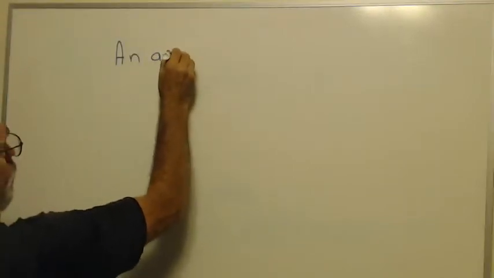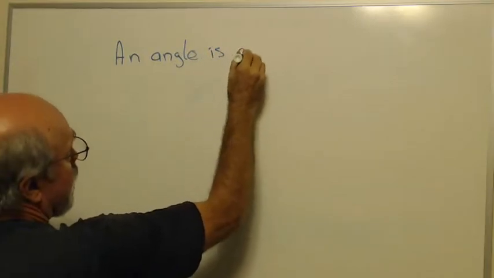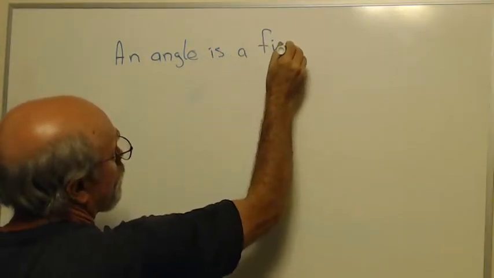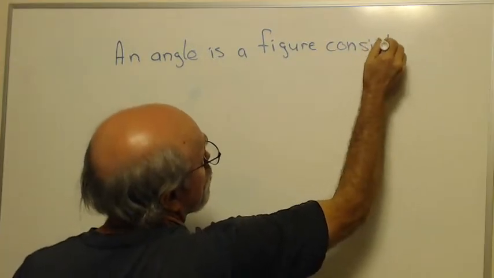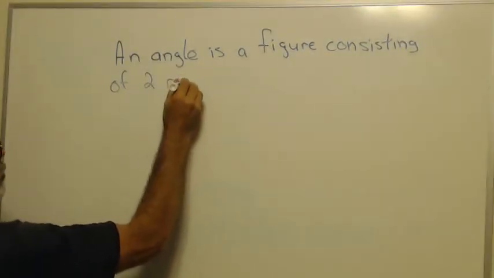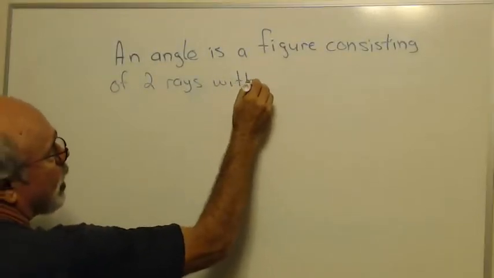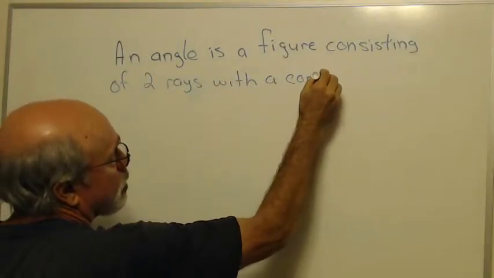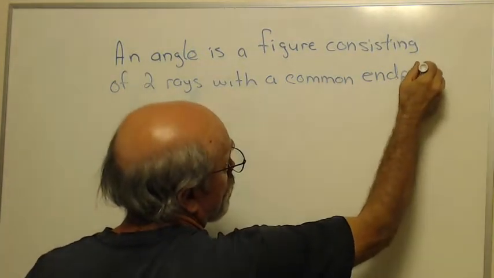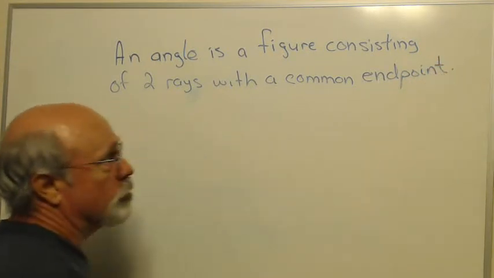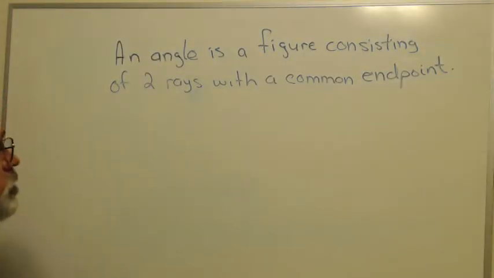So let's write the definition of an angle first, and we'll draw the picture. An angle is a figure consisting of two rays with a common endpoint. In other words, both rays must share the same endpoint.